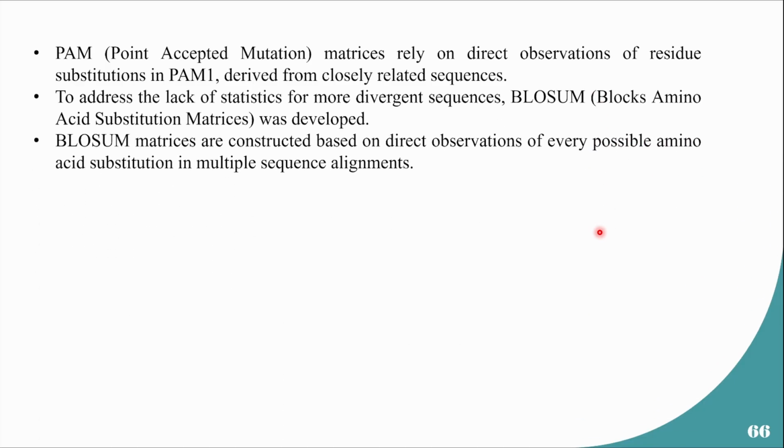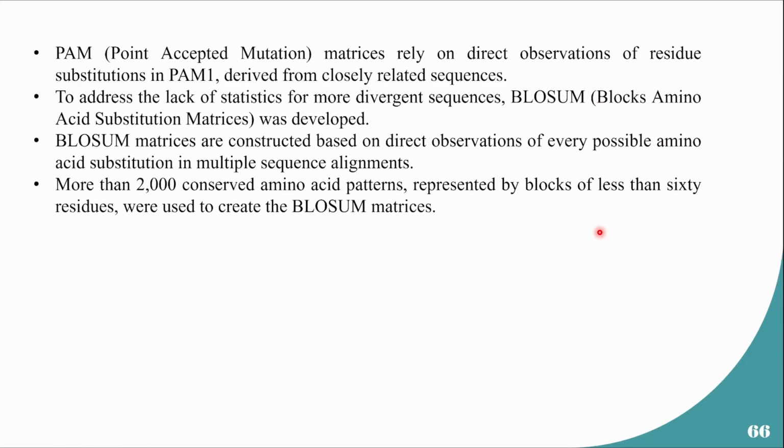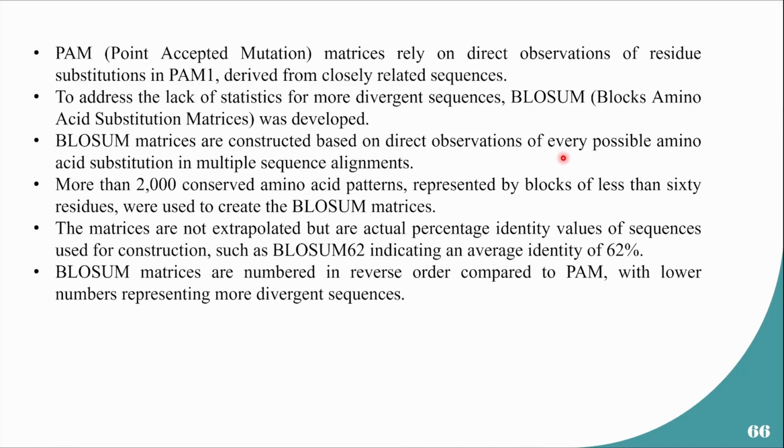So the BLOSUM matrix, or the blocks amino acid substitution matrix, was a different approach from the PAM matrix. It was based on direct observation of every possible amino acid substitution in multiple sequence alignments. In the PAM matrix, we interpreted the data for highly divergent sequences from matrix multiplication. For BLOSUM, it is exactly from direct observations. Here more than 2,000 conserved amino acid patterns represented by blocks of less than 60 residues are used to create this.